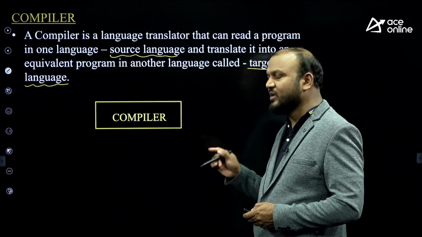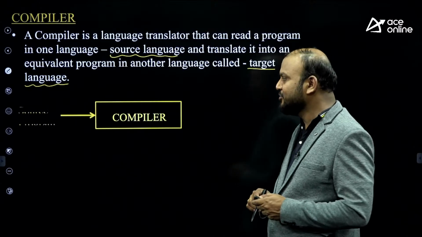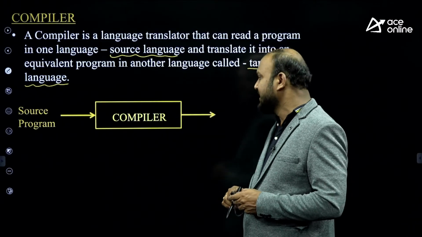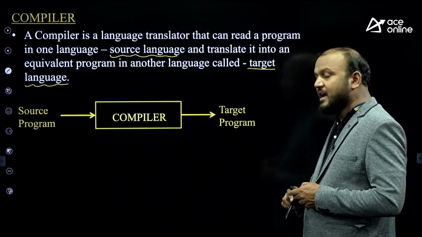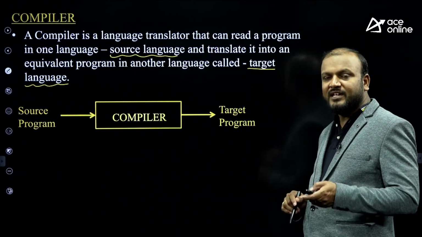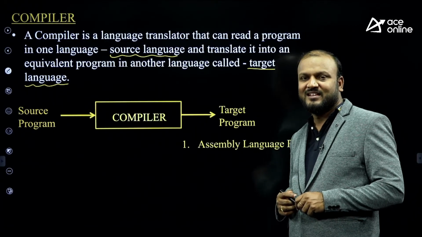But machine language is not the only option for the output of a compiler. A compiler is a language translator. It takes input, a source program, and gives output, a target program. As I told you, the target program need not always be machine code. It may be an assembly language program.